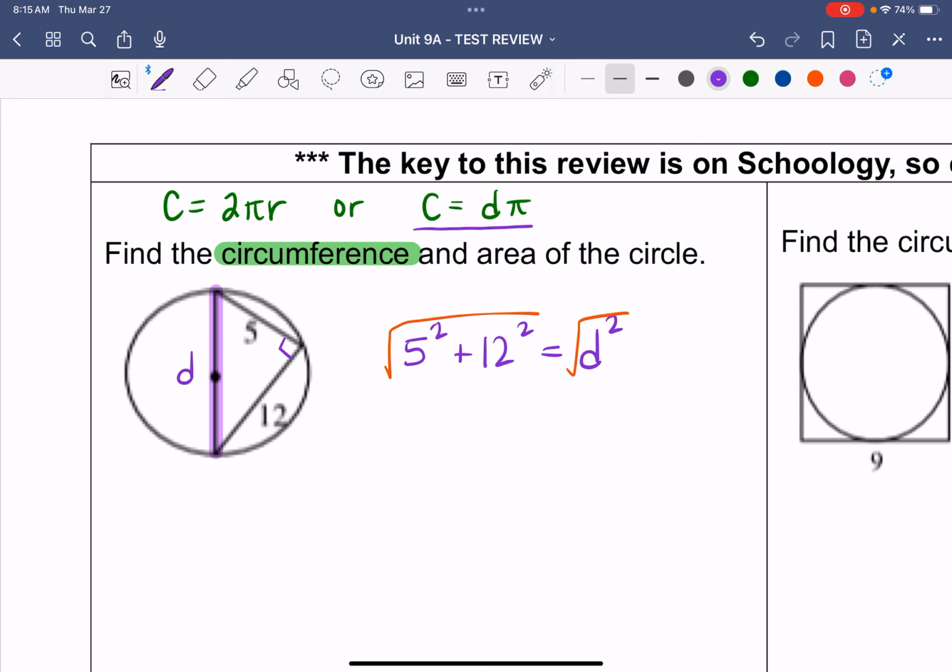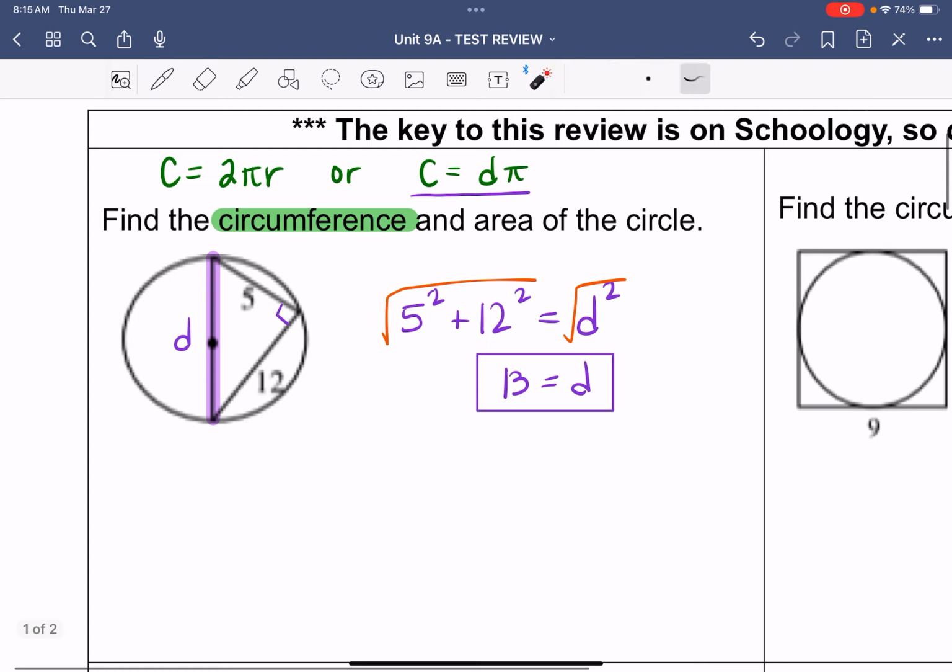And then now all I'm going to do is pop all of that into the calculator. So square root of 5 squared plus 12 squared. And I get 13. Okay, so I know that my diameter is 13. But now to find the circumference, all I would have to do is get the diameter and multiply it by pi. So the circumference would just equal 13 pi.